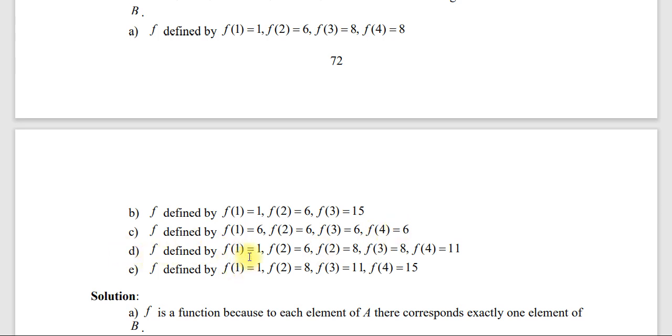f defined by f(1)=1, f(2)=6, f(2)=8, f(3)=8, f(4)=11. f defined by f(1)=1, f(2)=8, f(3)=11, f(4)=15.